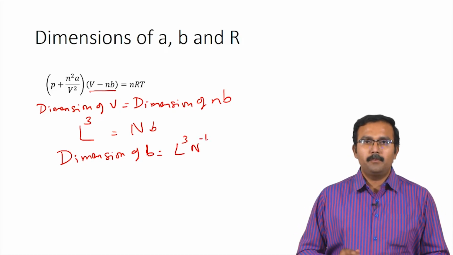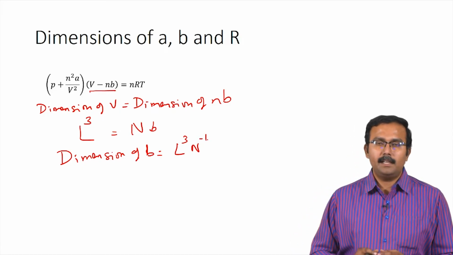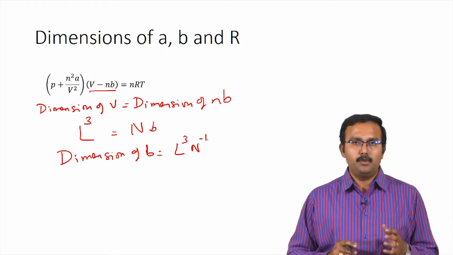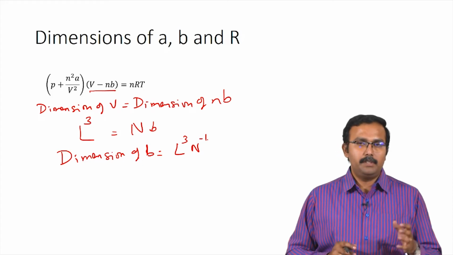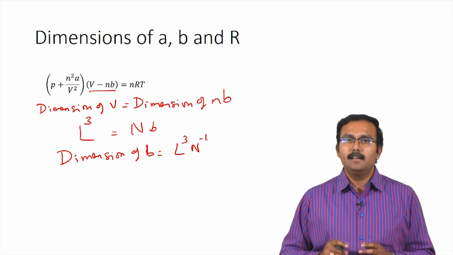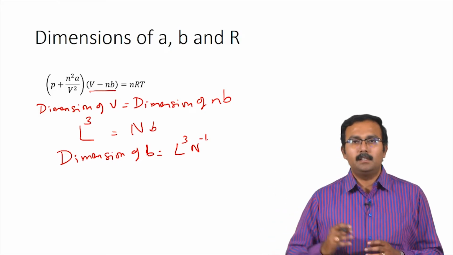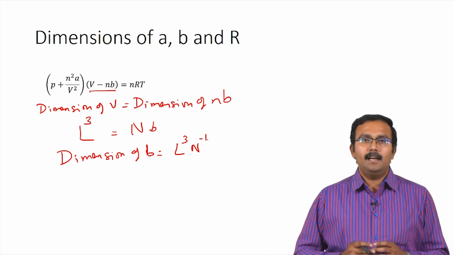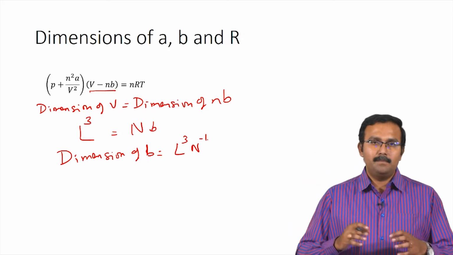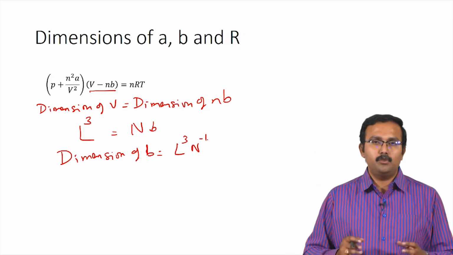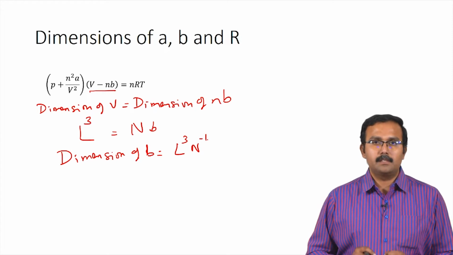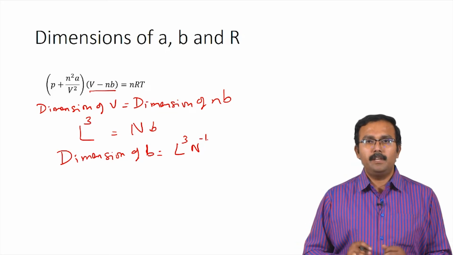We can actually perform these calculations more systematically if we want to. What we can do here is assume the dimensions of each of these terms as m power x, L power y, T power z and n power a and so on, and solve this equation to get all the powers. I am just doing it in a simplified fashion, assuming that most of you would be familiar with how to perform these calculations. If you have any queries, feel free to contact me.